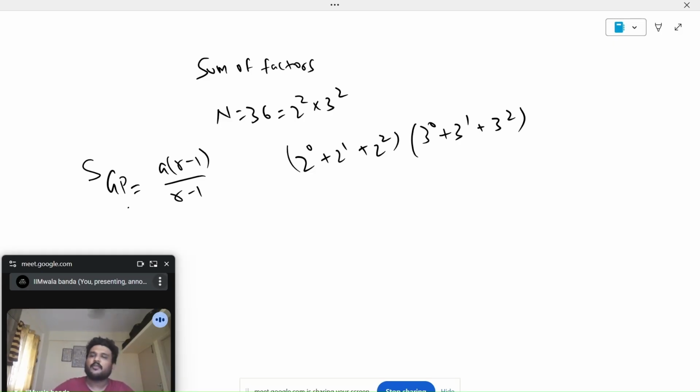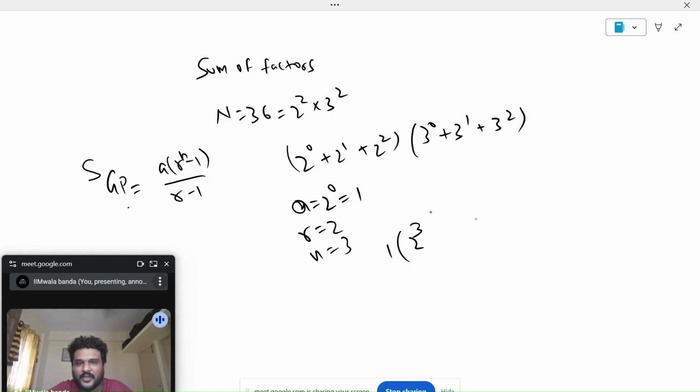If you don't know, we will cover it in sequence and series, so you can check that out there. But A in this case is 2 to the power 0, which is 1. R in this case is 2. And total number of terms are 1, 2, 3. So can I write this as A into r to the power n minus 1 upon r minus 1. N is number of terms. So 2 to the power 3, 1, 2, 3 terms, minus 1 upon 2 minus 1.